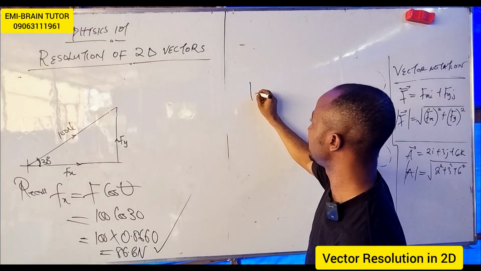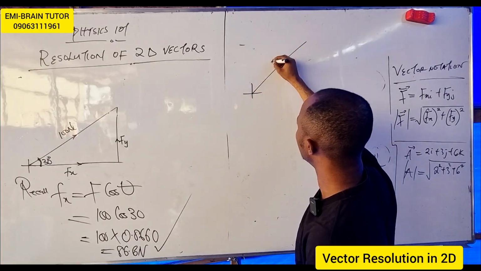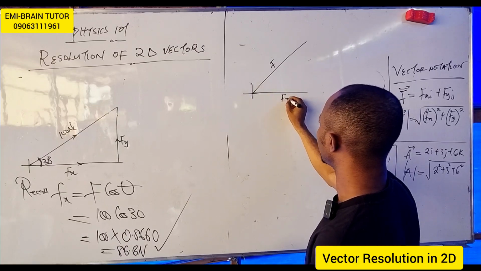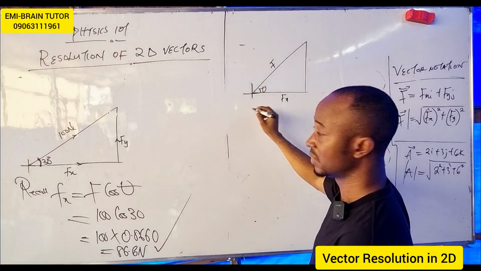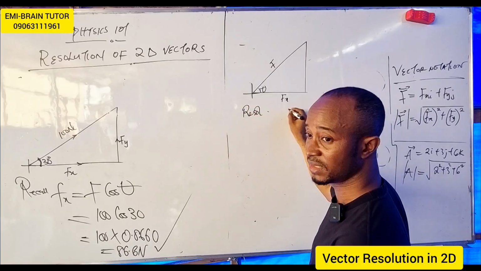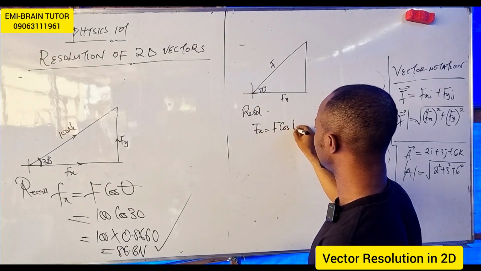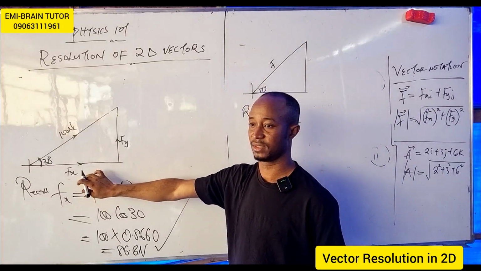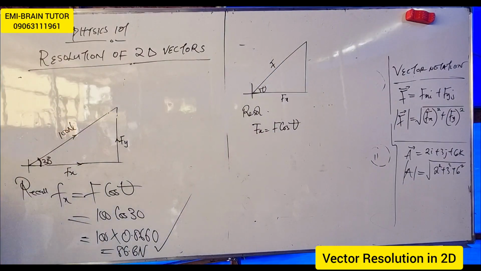Let's say we have a force here, right? And we have here Fx, right? We have an angle theta. Can you remember that? We say resolving, right? Resolving horizontally, we resolve Fx to be F cos theta. The same diagram is given here. Do you understand? Okay. Example 2.